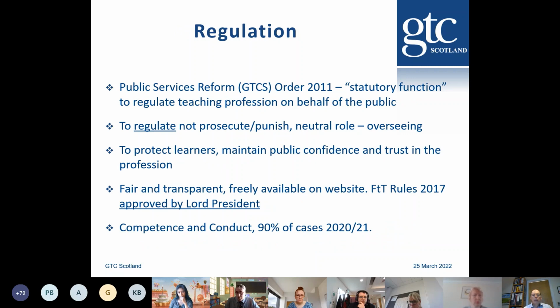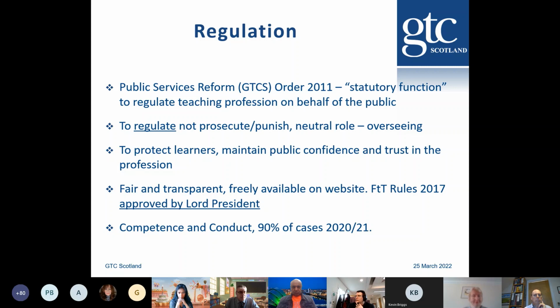So regulation, which is our term for fitness to teach, and our role in regulation is defined by the Public Services Reform Order of 2011, which gives GTC Scotland a statutory function to regulate the teaching profession on behalf of the public. And the important word there is regulate, not prosecute or punish. Throughout the process, we have a neutral role overseeing the whole process, ensuring that the rules are applied fairly and proportionately at various stages of the process.